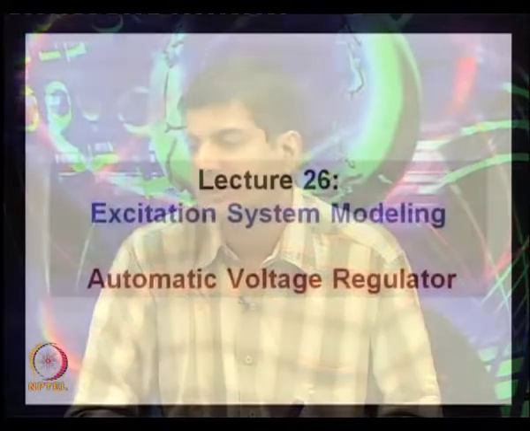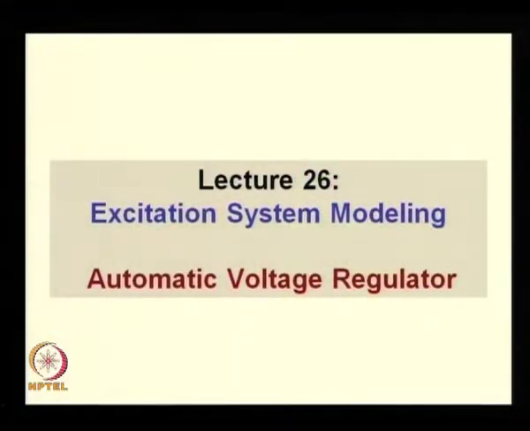In the previous class, we did the physical models of an excitation system. We did not actually derive in detail the model, but listed down the things which ought to be modeled. In today's lecture, we discuss one of the major control systems associated with the excitation system, that is the automatic voltage regulator.